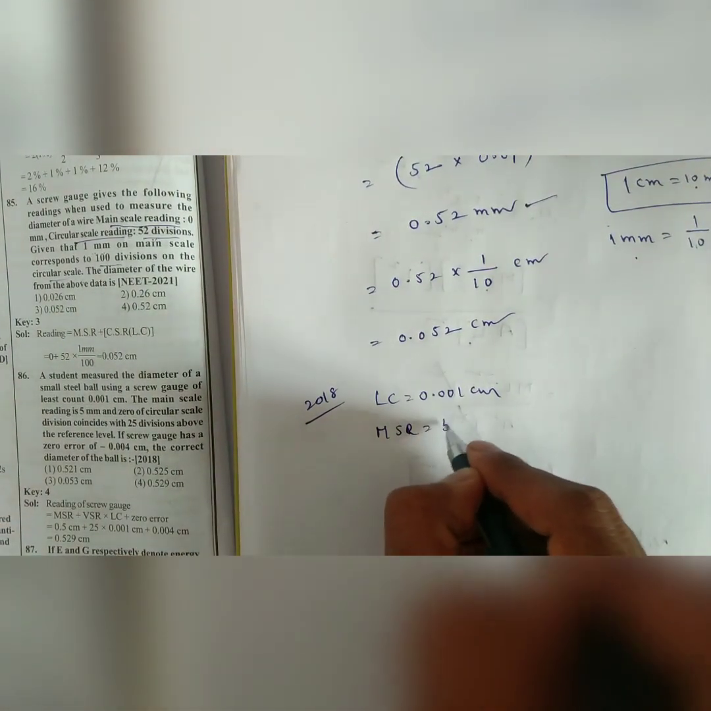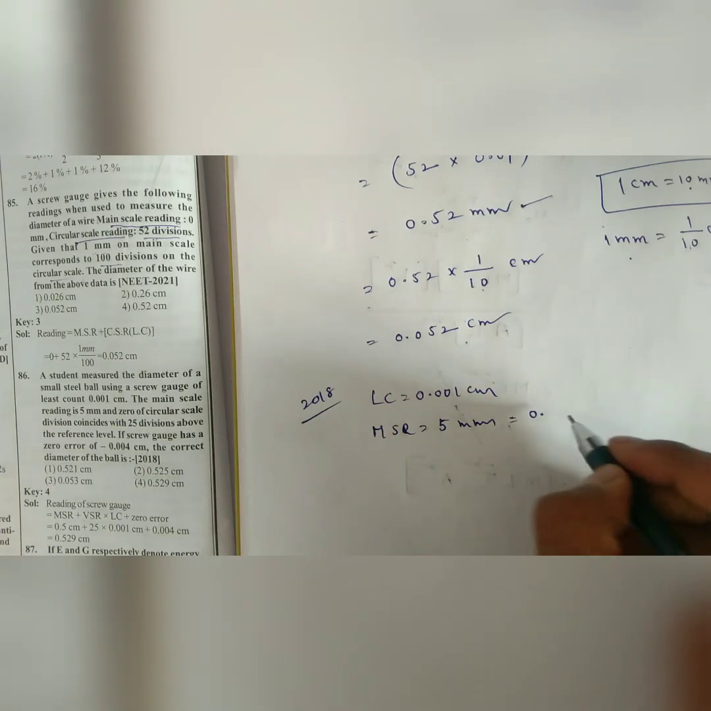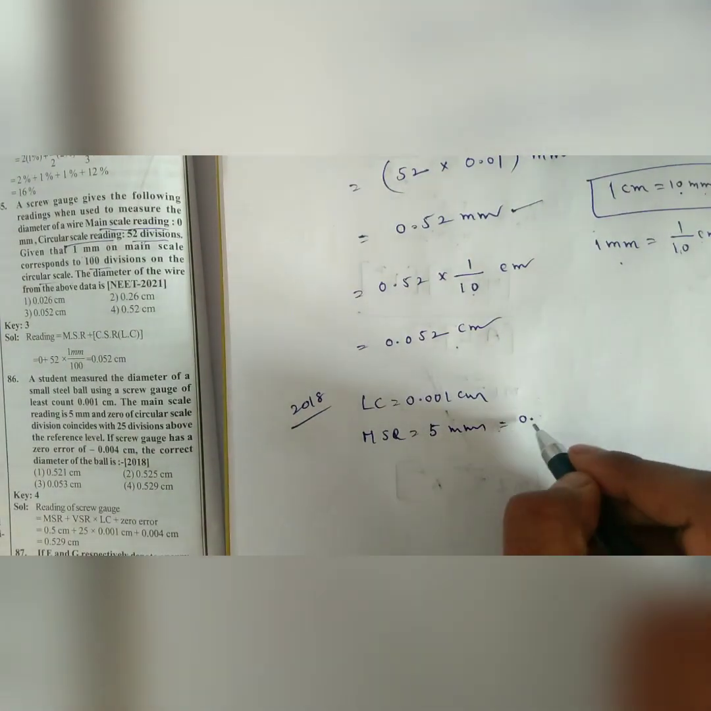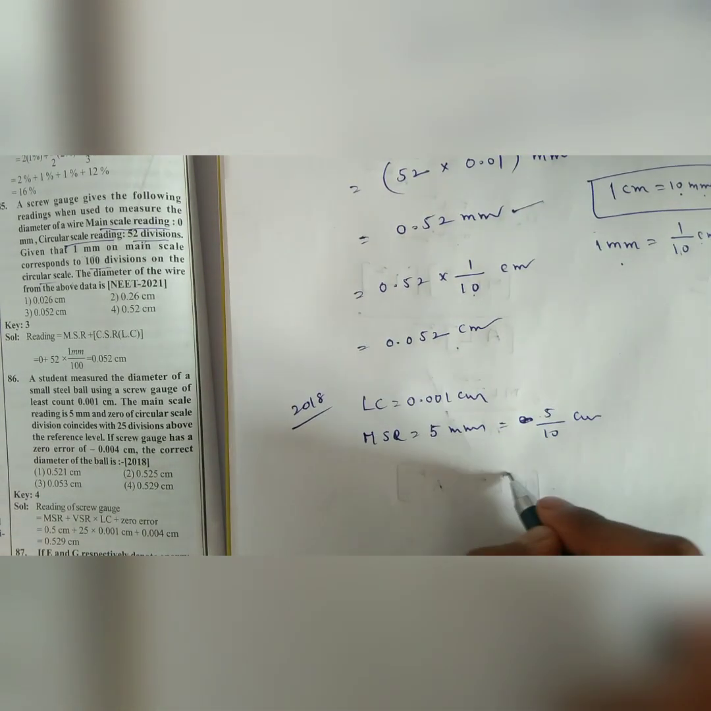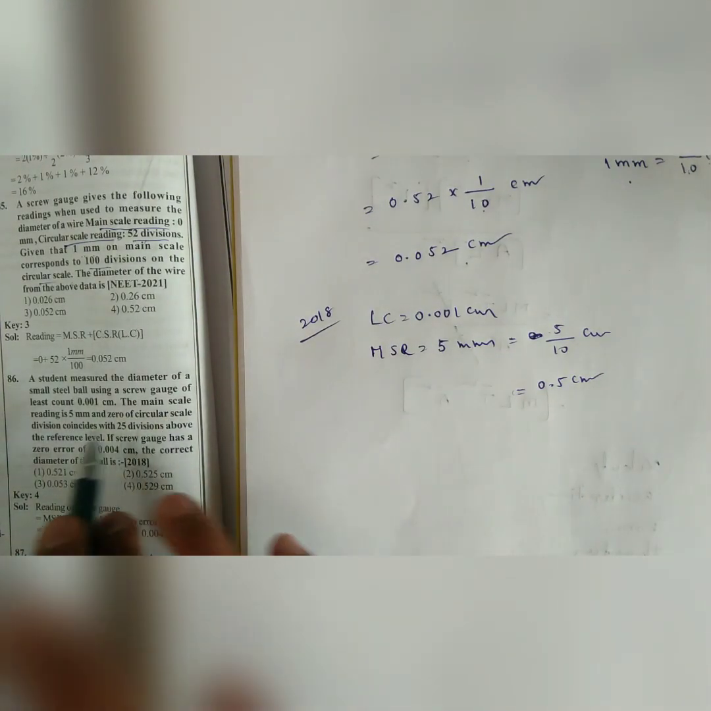The main scale reading is 5 millimeter. MSR is given as 5 millimeter. Convert 5 millimeter into centimeters. Why? Because the least count is in centimeters and the options are also in centimeters, so all should be converted into centimeters. 1 millimeter is equal to 1 by 10 centimeters, so 5 by 10 centimeters is equal to 0.5 centimeters. And then the circular scale division coincides with 25 divisions above the reference level.